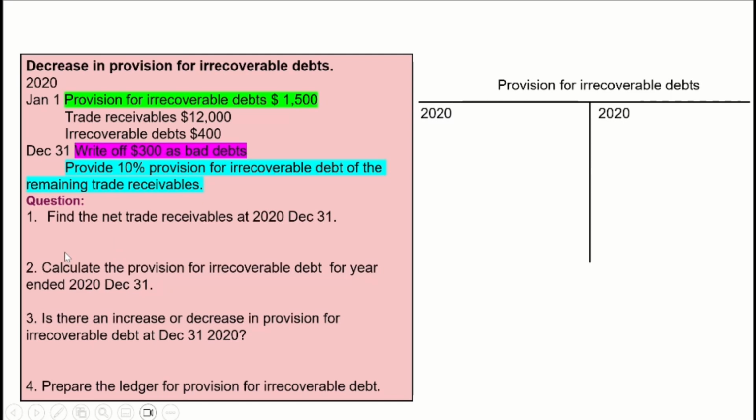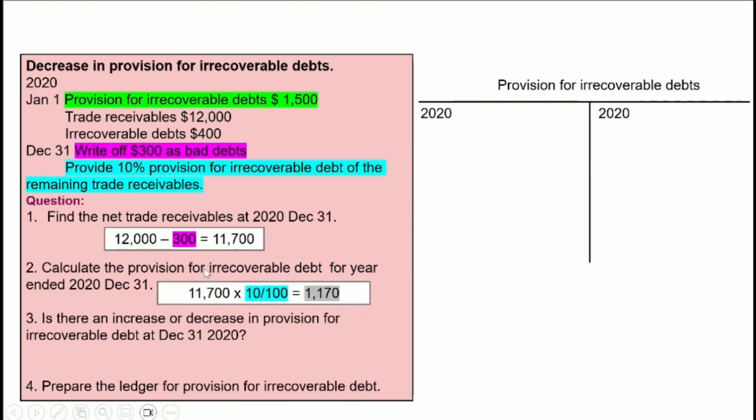Step 1 is to find the net trade receivables. Take the opening balance of trade receivables 12,000. Take away the bad debt of the current year at the end 300. Therefore, it's 11,700. Now, let's calculate the provision for irrecoverable debt for the year ended 2020 December 31st.